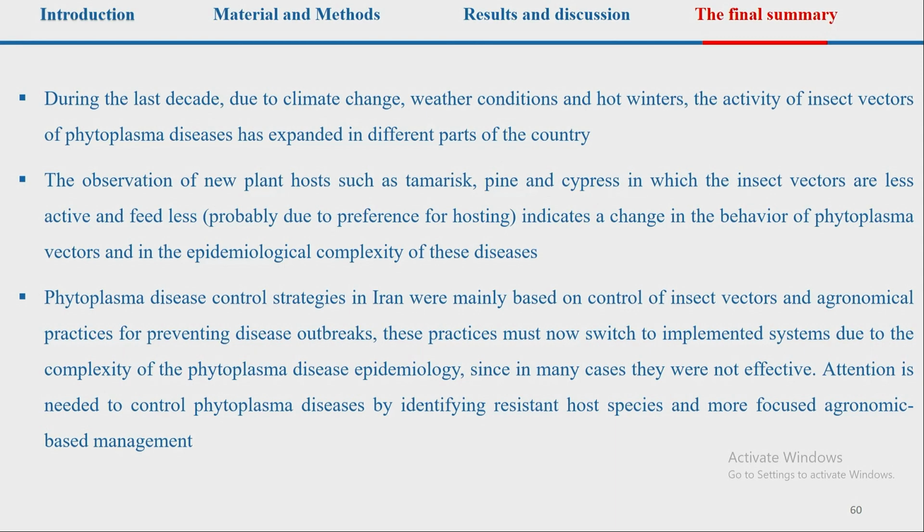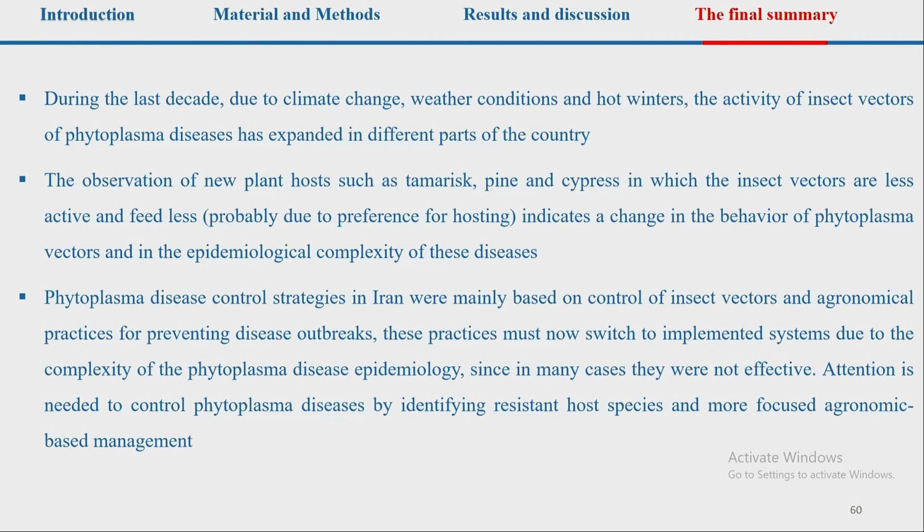complexity of this disease. And phytoplasma disease control strategies in Iran were mainly based on control of insect vectors and agronomical practices for preventing disease outbreak, and we need to identify resistant host species and more focused agronomic-based management. Thank you very much for your attention.